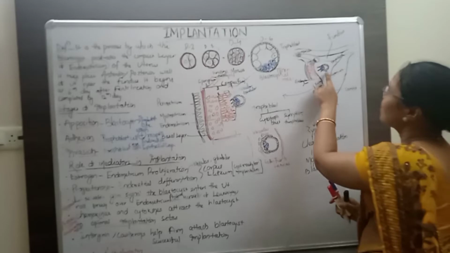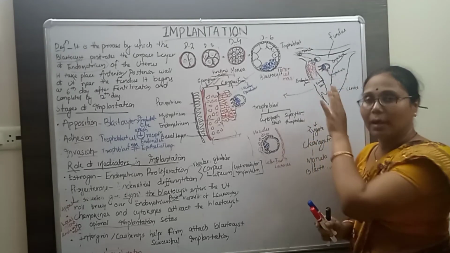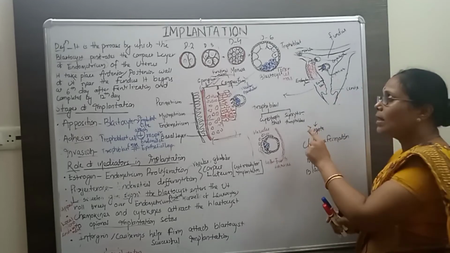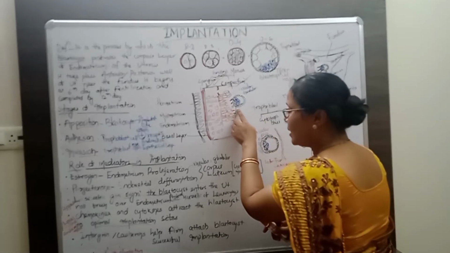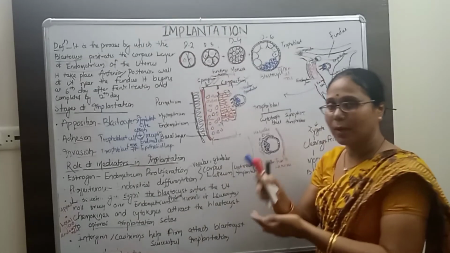Just the blastocyst that comes in contact with the endometrial layer, that is called the apposition. The second one is what? The second one is the adhesion, meaning the blastocyst adheres to the endometrium.